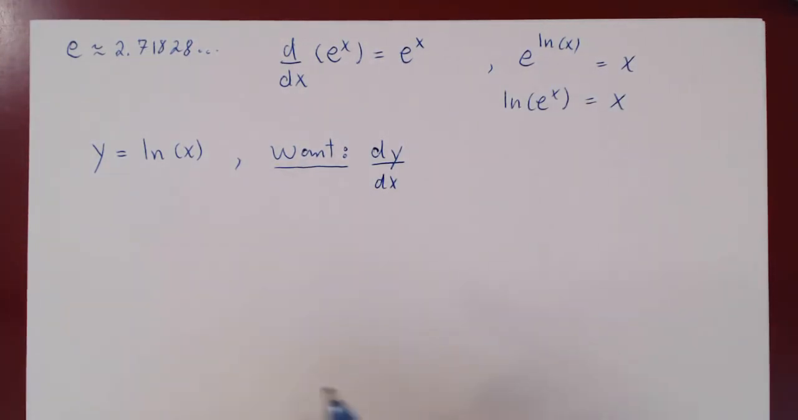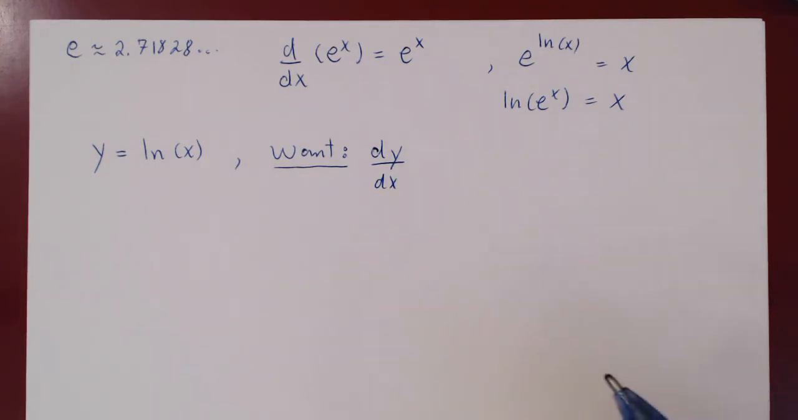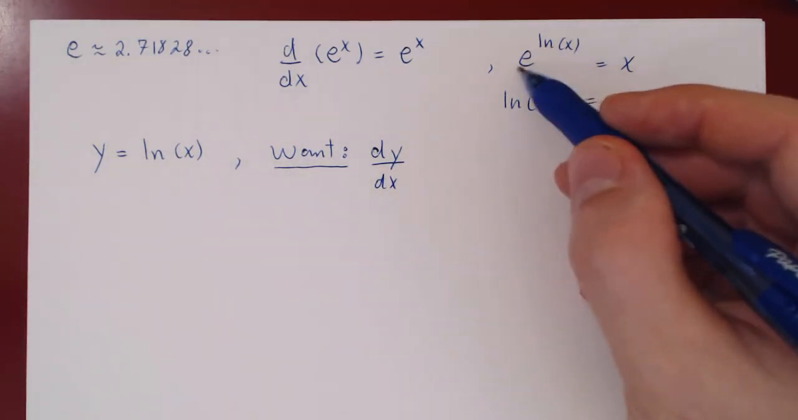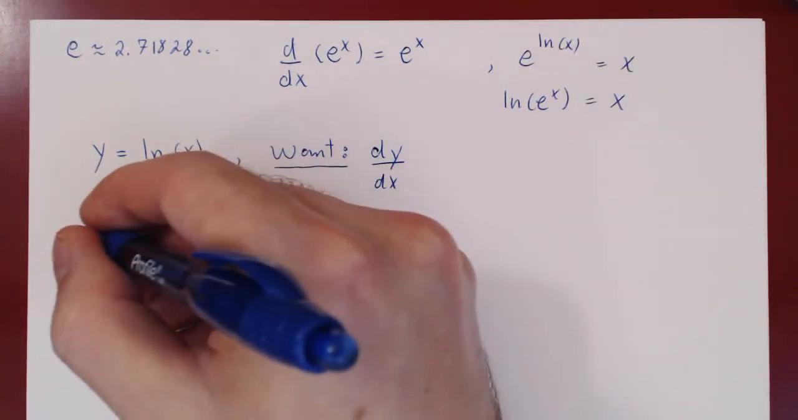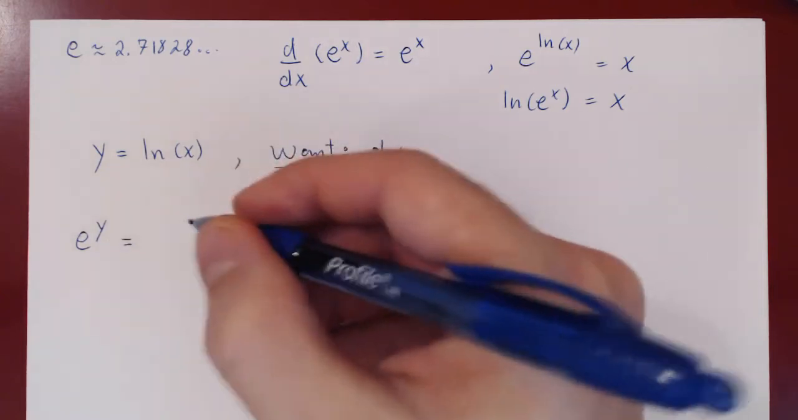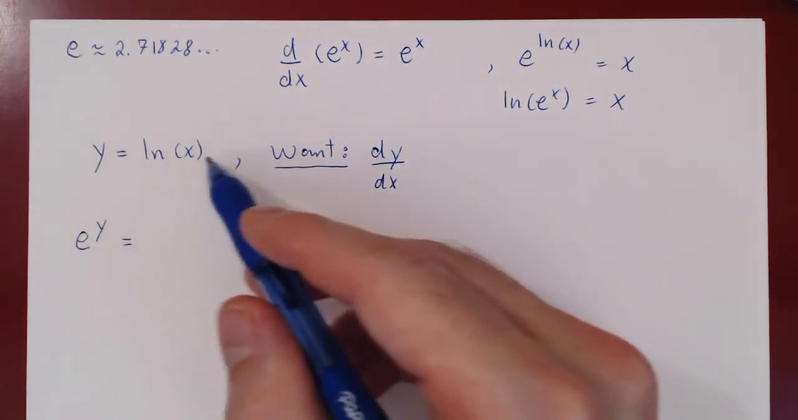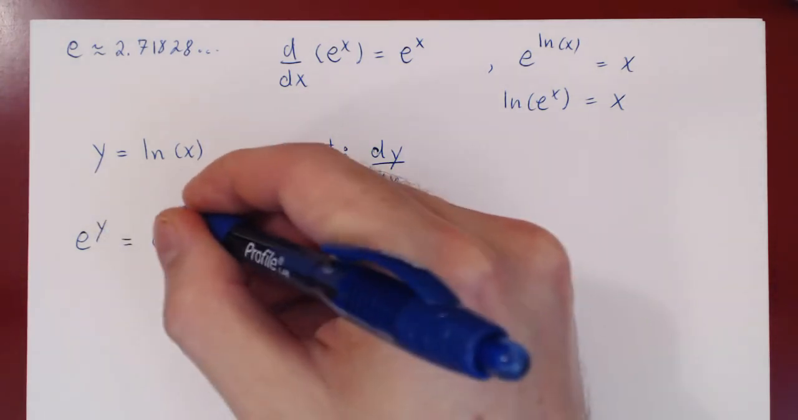Well, the problem is that we don't really know how to differentiate ln of x. That's the question we're trying to find. So the idea is we can get rid of ln if we exponentiate base e. So if y equals ln of x, then e to the y is equal to e to the ln of x, right? Y is equal to ln of x, so we can replace y in the exponent by ln of x.